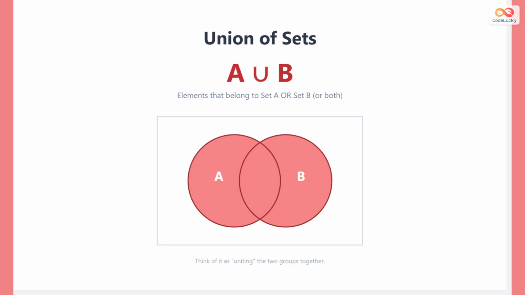Sometimes we want to combine groups. The union of two sets, written as A ∪ B, includes everything in circle A, plus everything in circle B. If an item is in A, or in B, or in both, it is part of the union.